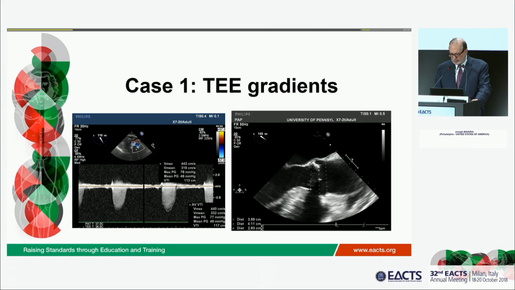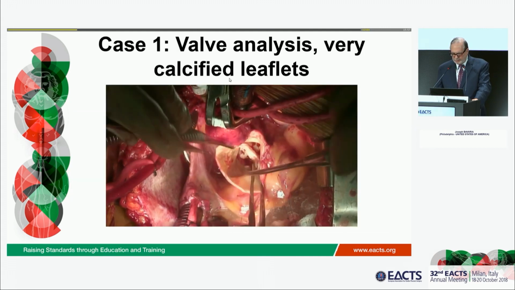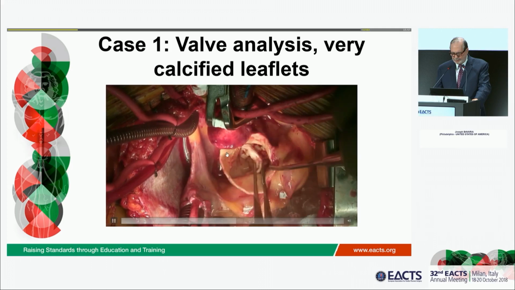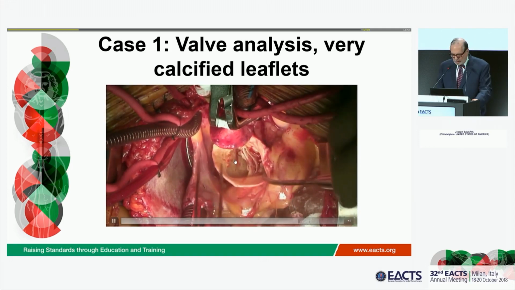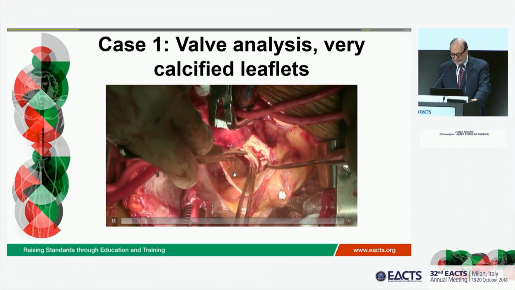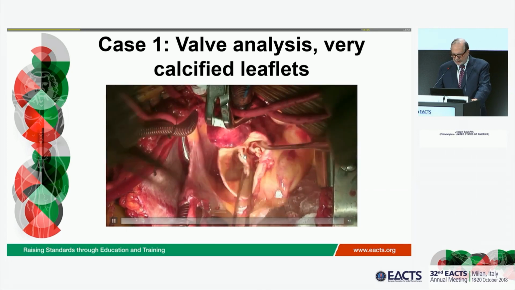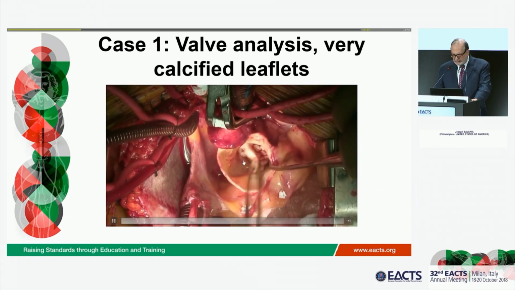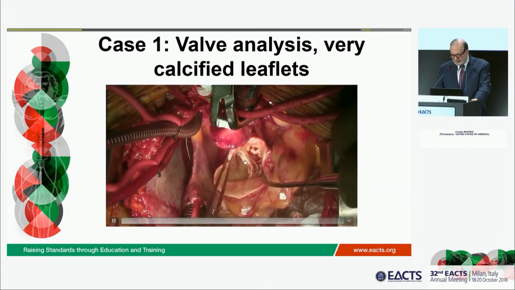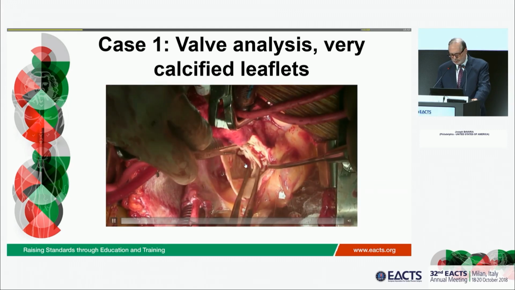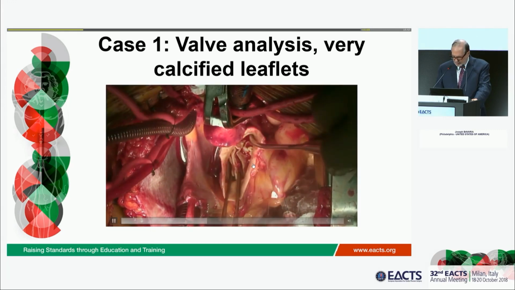And this is our echo, and you can see that we have a 4.1 centimeter root and an annulus of 2.83 centimeters. So here's the picture, and I hope this works. Yep. And you can see that this is a very, very calcified aortic valve. Here we're trying to see if there's any kind of motion of this valve. This is not pseudo-aortic stenosis. This is real aortic stenosis. And so we're not going to go ahead and repair this.